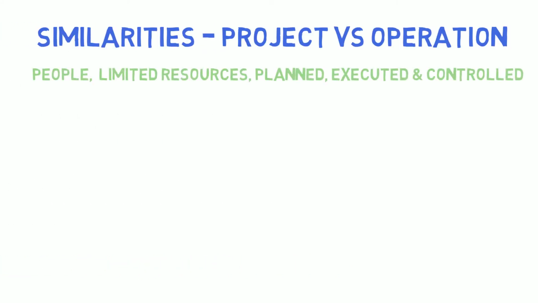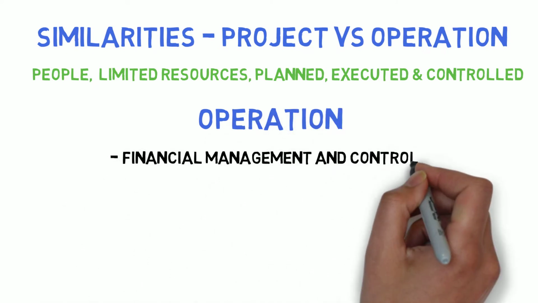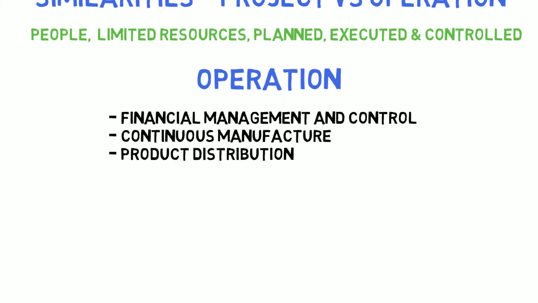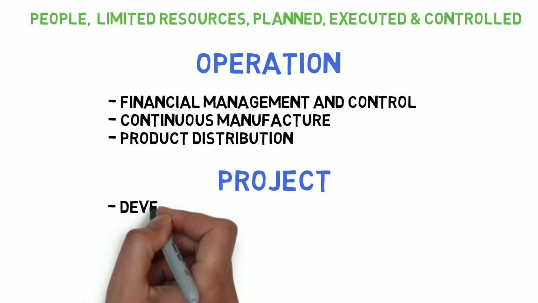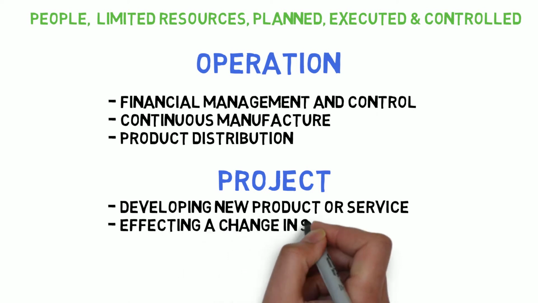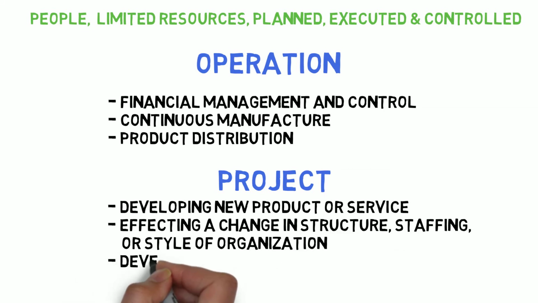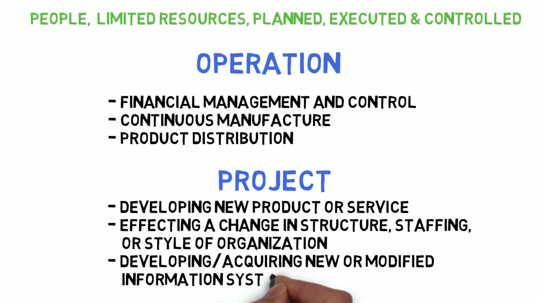Having these characteristics, the operations may include activities such as the financial management and control, the continuous manufacture of a product, or the product distribution, whereas with the same characteristics, a project may include activities such as developing a new product or service, affecting a change in structure, staffing, or style of an organization, and developing or acquiring a new or modified information system.